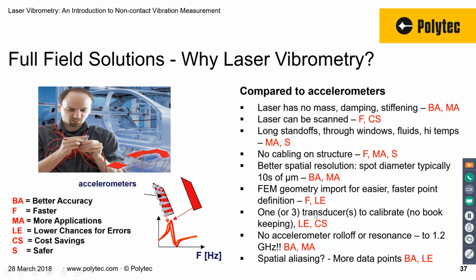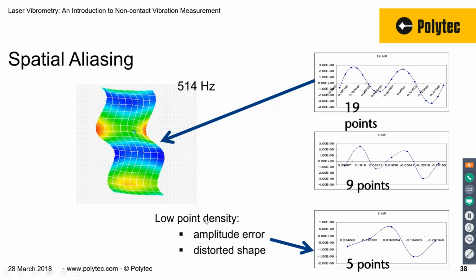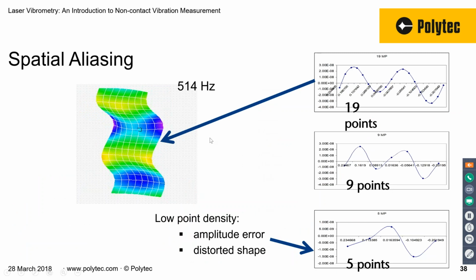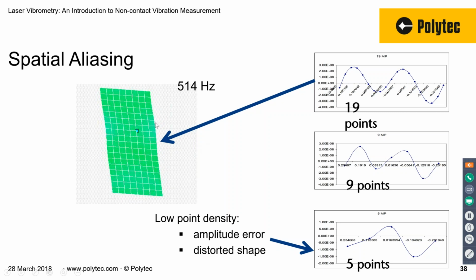There's only one, or in the case of a scanning 3D vibrometer, only 3 transducers to calibrate. There's no accelerometer roll-off or resonance at, let's say, 5, 10, 15, 20 kilohertz. The vibrometer response is extremely flat across its full bandwidth. And there's no spatial aliasing typically involved because we can afford to scan many, many more points than you can analyze with an array of accelerometers, simply because it's impractical to do so using that other technology.